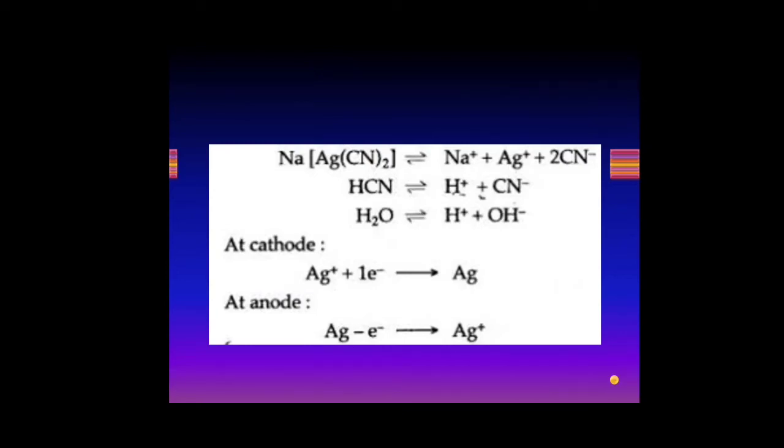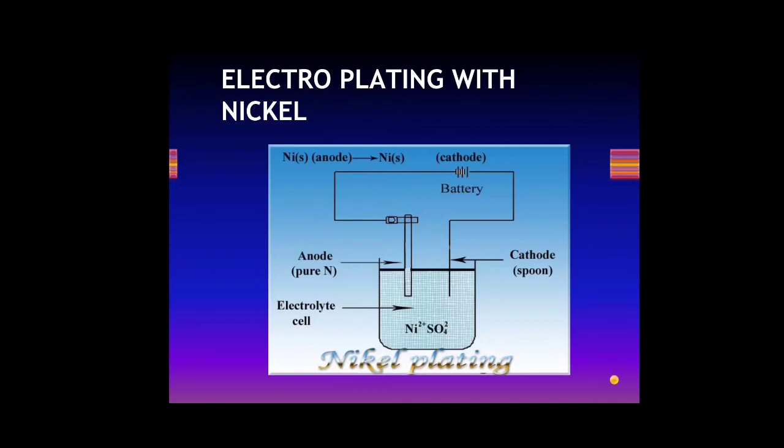Now let's see another process, that is electroplating with silver. The technique is the same here. Any substance that has to be electroplated has to be kept on the cathode. So let's imagine we want to electroplate a spoon with nickel. Here the electrolyte will have to be nickel sulfate.